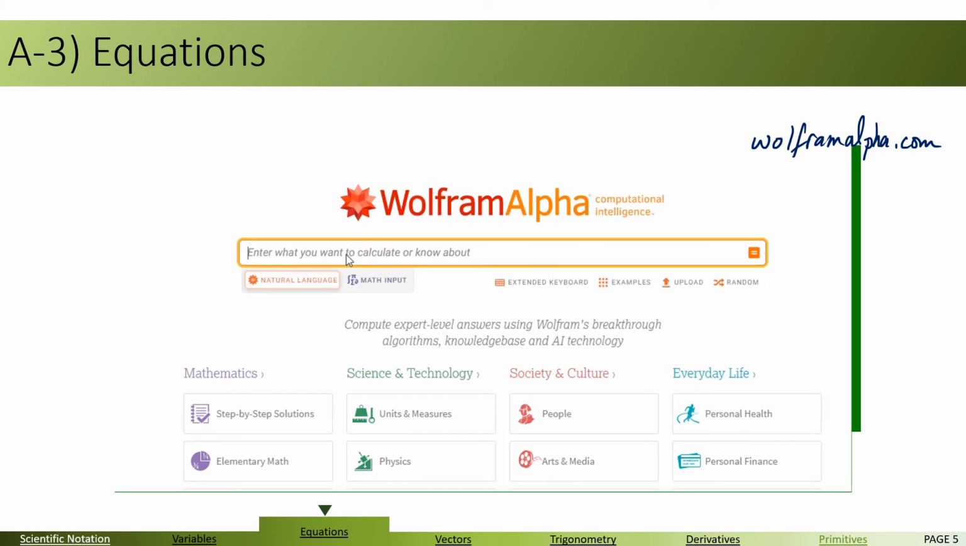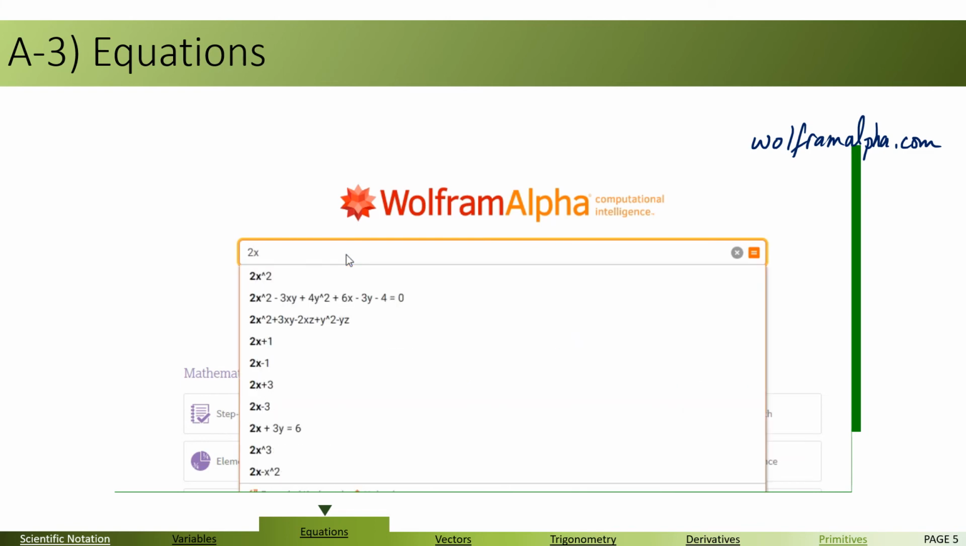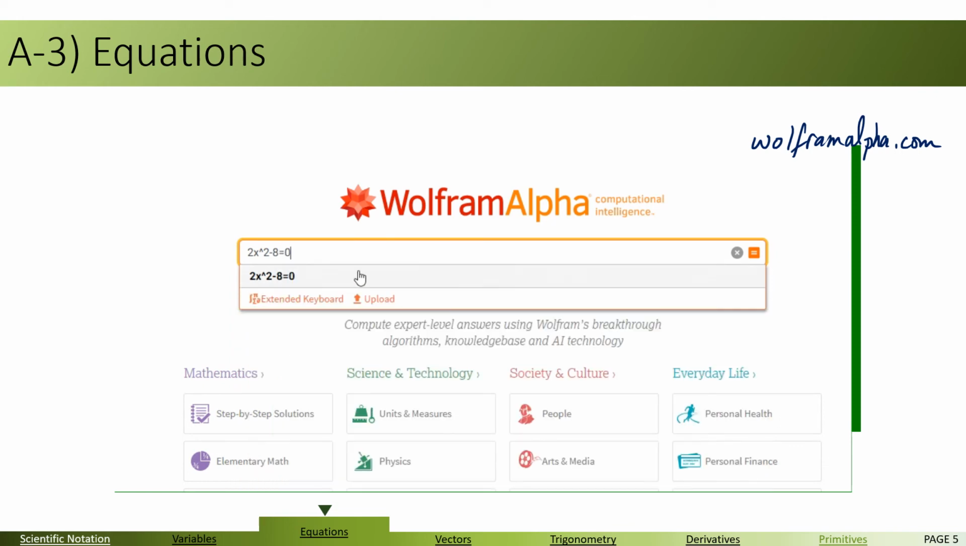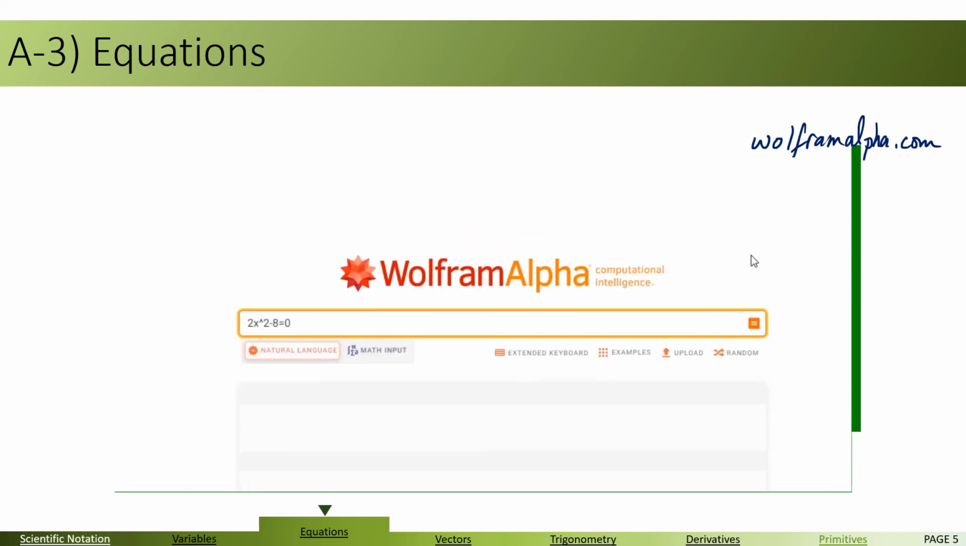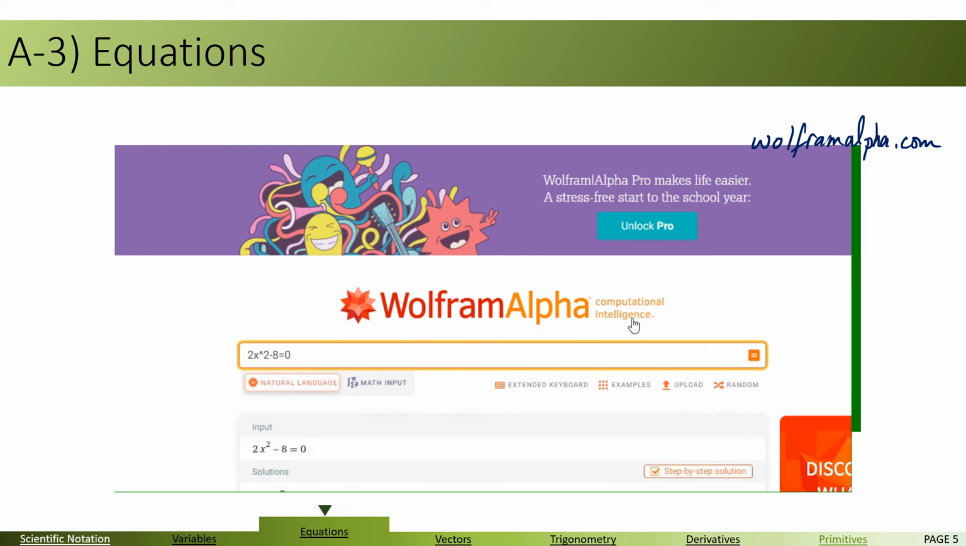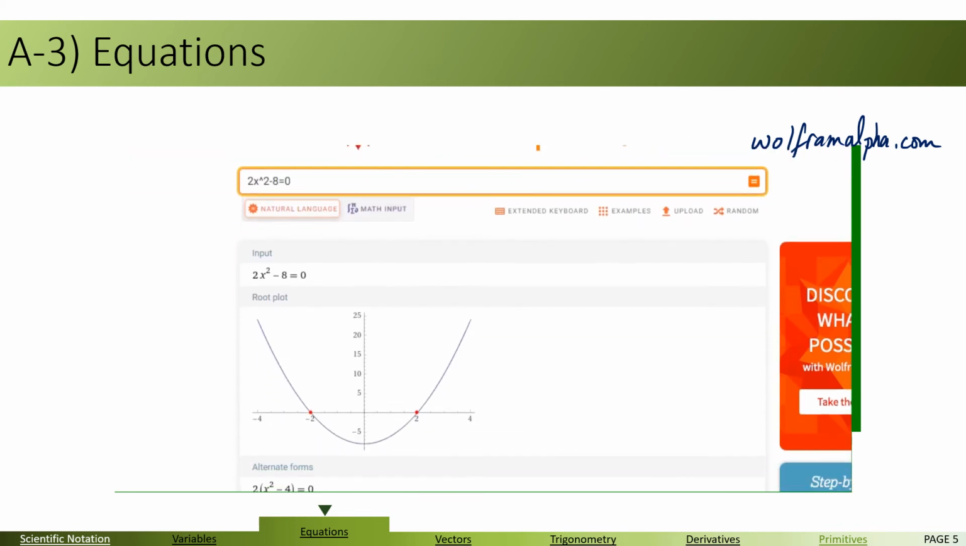So we've gone to Wolfram Alpha. Now we write the equation 2x squared minus 8 equals 0 as we have seen, and press on the equal so that it solves the equation. Now it displays the solution. We scroll down to check different options.